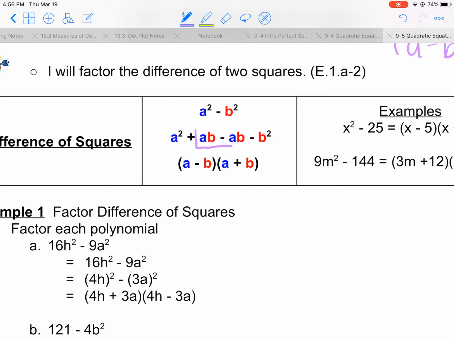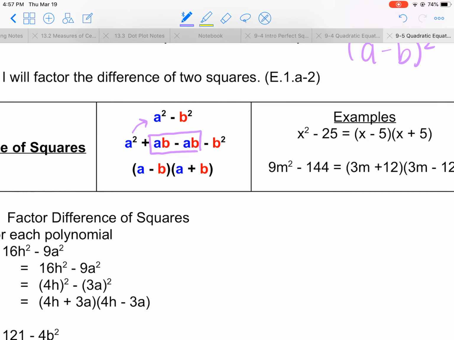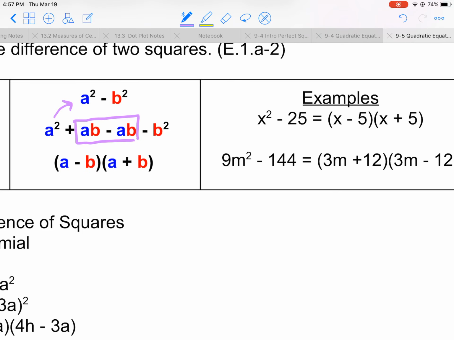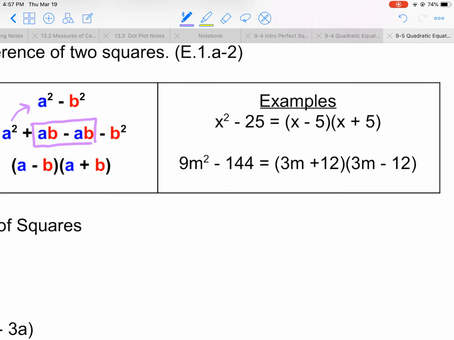This middle term cancels out. ab minus ab turns into 0. So that's why it looks like a squared minus b squared. For example, I have x squared minus 25. I've got (x - 5) times (x + 5). If I have negative 5x plus 5x, that cancels out to 0, and I'm just left with x squared minus 25.